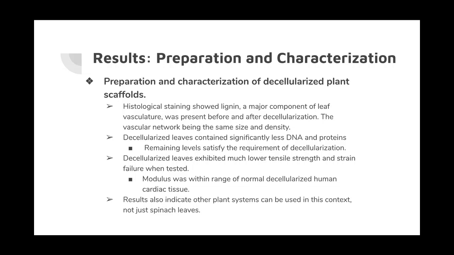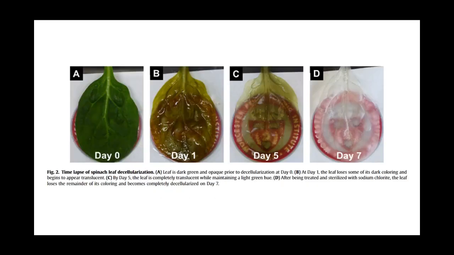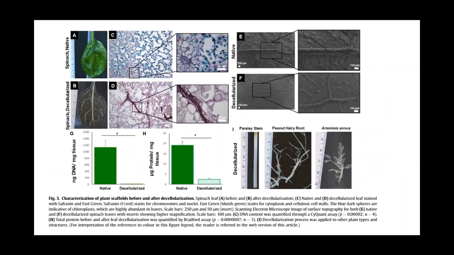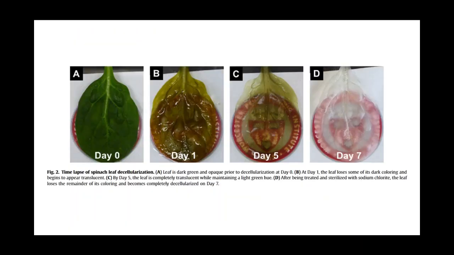Further tests also show that plants aside from spinach leaves could be used for this method and perform adequately. The first figure shows a time lapse of spinach leaf decellularization over the course of the 7-day time span. As you can see, on day 0, there is a perfectly normal cellularized spinach leaf. On day 7, there is a clear decellularized spinach leaf. This next image shows a side-by-side comparison of different characteristics before and after decellularization.